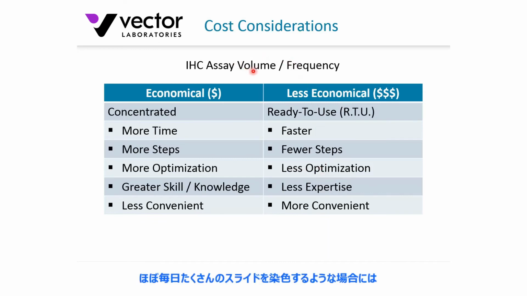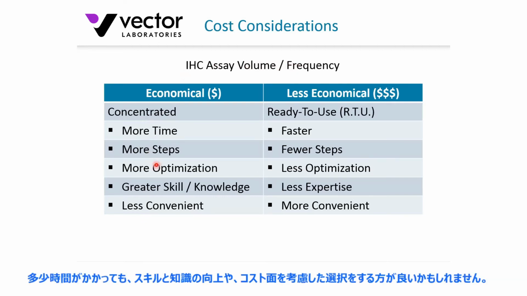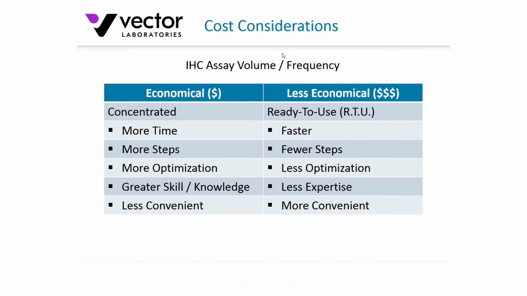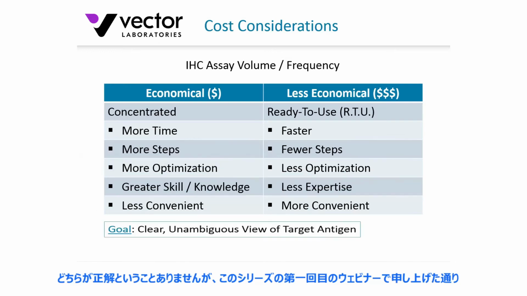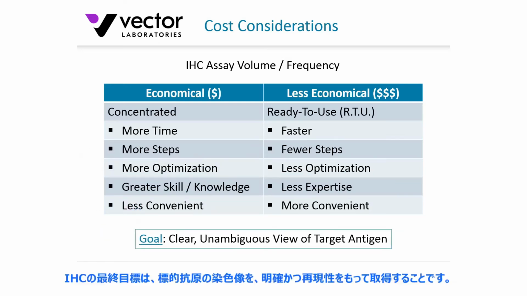But if you're maybe a grad student at the first couple of weeks into a 4-year project where you're going to be doing a lot of slides almost every day, you're going to want to develop a little bit of skill and knowledge about it. It will take you a little bit more time, but certainly there are some advantageous cost considerations associated with that. I can't answer this question for you, but just to dovetail back to our original webinar in this series, the goal of immunohistochemistry is to get a clear, unambiguous view of the target antigen, consistent, reproducible staining.